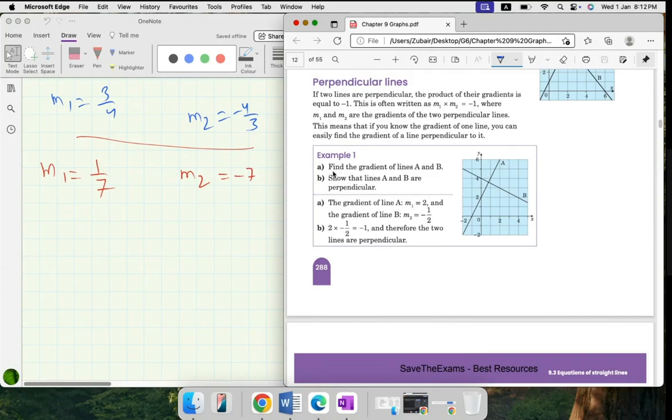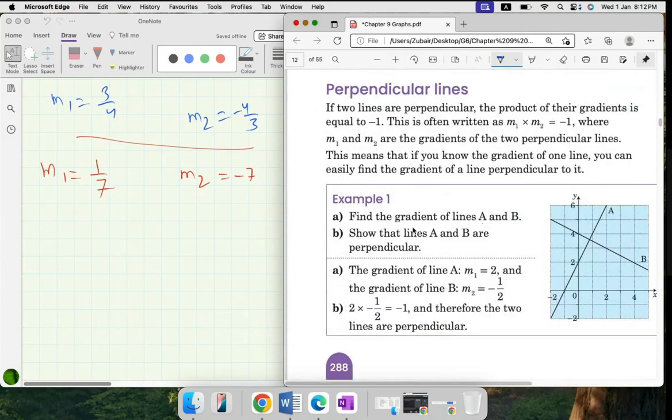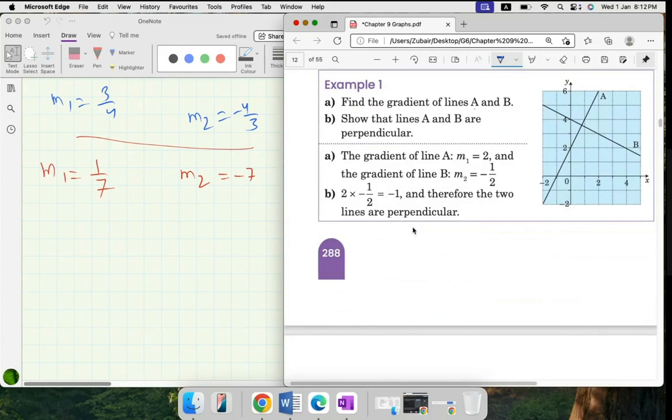The example one says find the gradient of line A and B. So we're just looking at the graph and I'm looking at A. I can find two good points, these two. So these coordinates are x -1, y 0 and x 0, y 2. Y2 minus y1 over x2 minus x1 is 2 by 1, gradient is 2. The gradient of line A is 2.